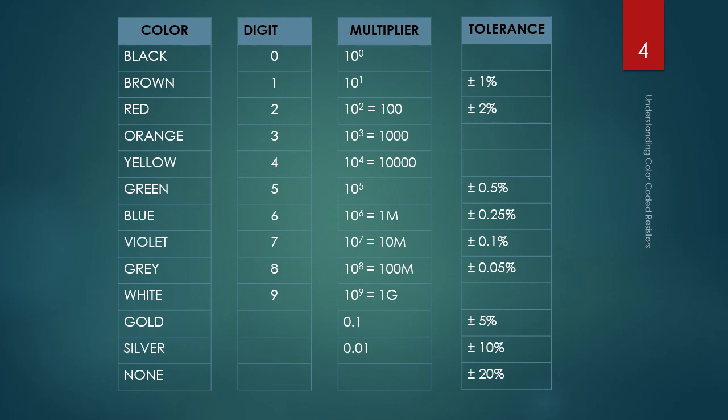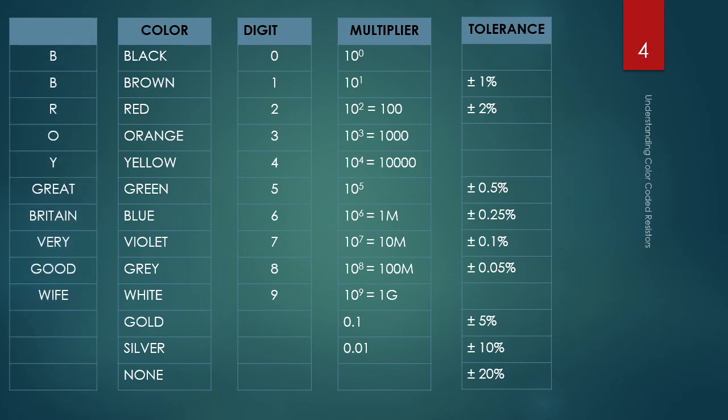One of the easiest ways to remember this color sequence is B.B. Roy, Great Britain, very good wife. B.B. Roy, that is black, brown, red, orange, yellow.